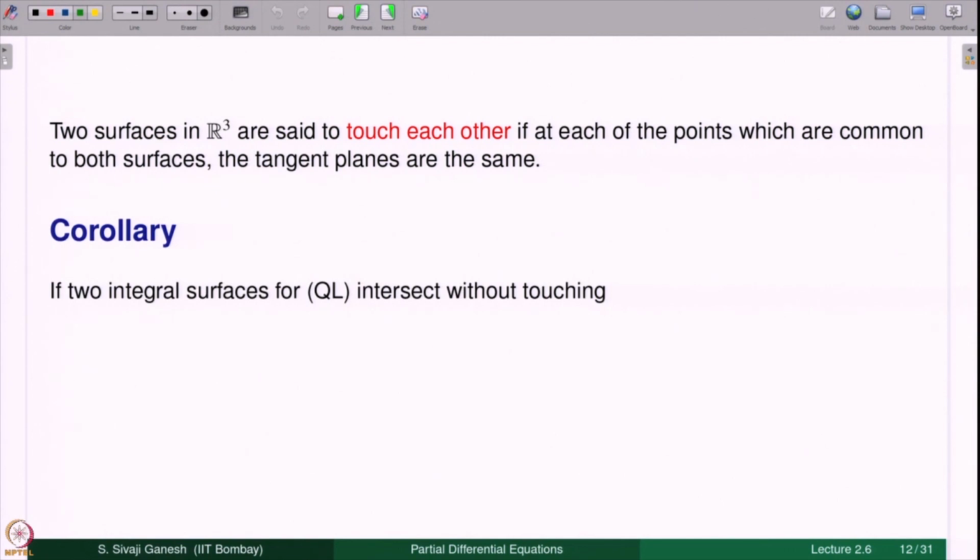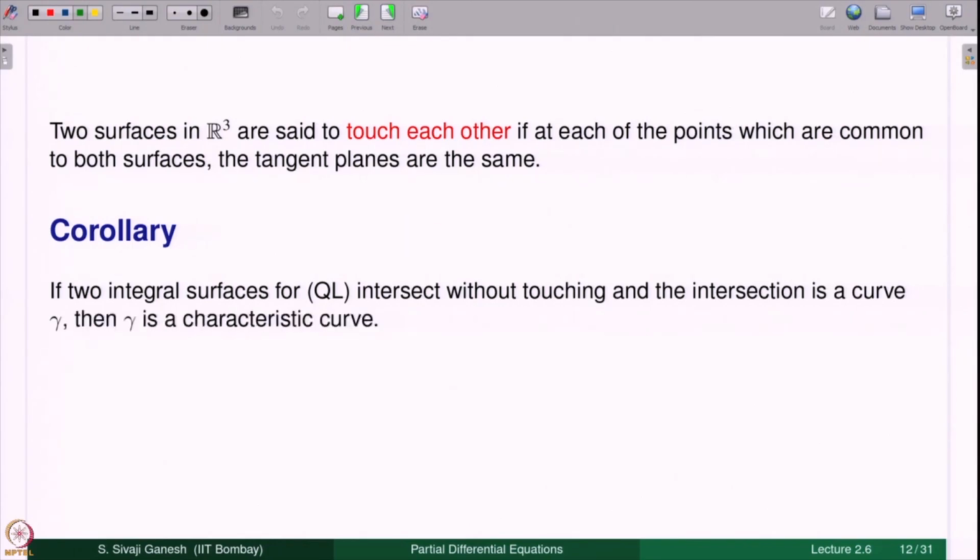So, our theorem is going to be for surfaces which do not touch each other. If two integral surfaces intersect without touching each other and the intersection is a curve, then it is a characteristic curve. This is the correct corollary. If they touch each other, it is like tangent planes are one and the same. Whenever planes are the same, we get the intersection to be a plane, right? So, here we do not expect a straight line for planes.